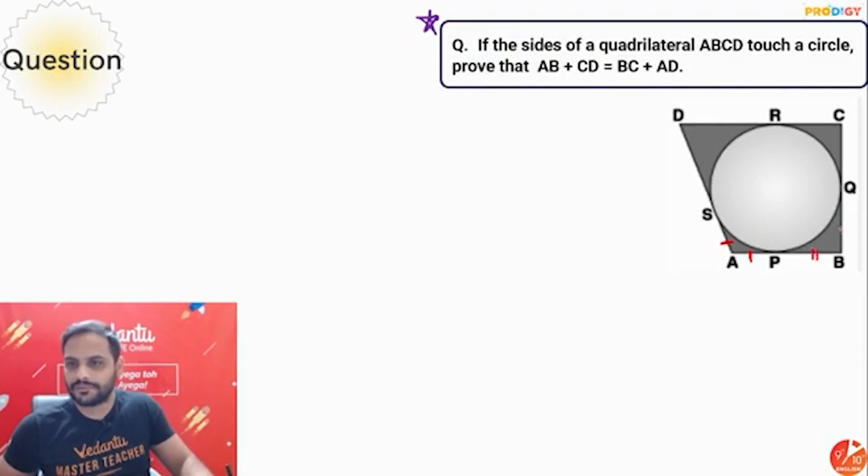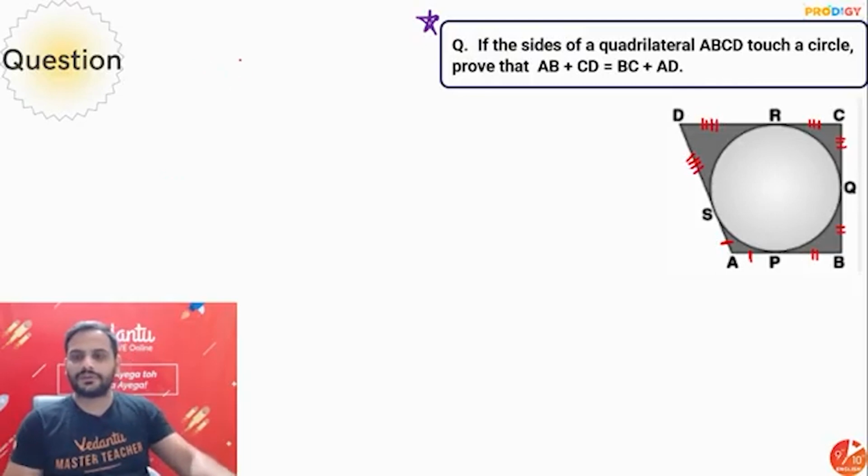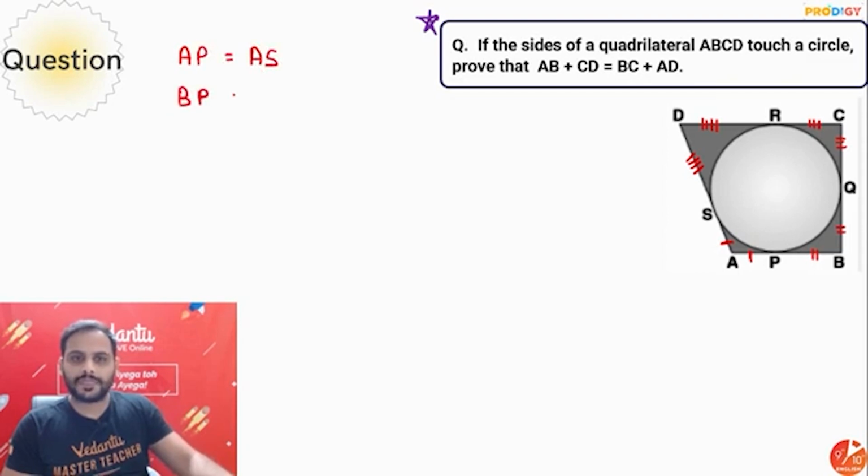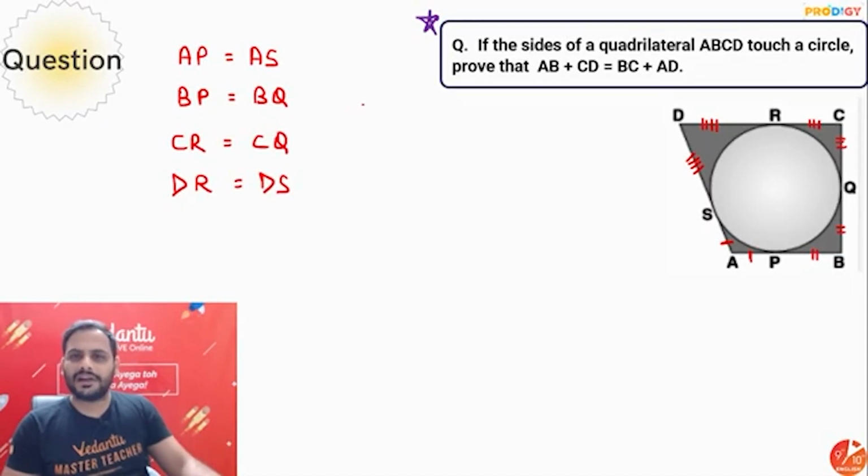Similarly, BP and BQ are also equal. CQ and CR are also equal. DR and DS are also equal. So AP is equal to AS, BP is equal to BQ, CR is equal to CQ, and DR is equal to DS. The reason being, lengths of tangents from an external point are equal.